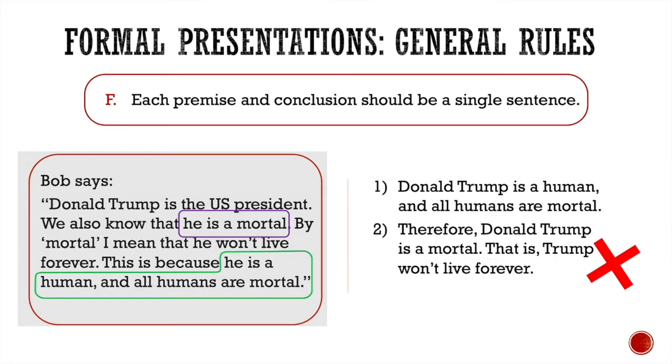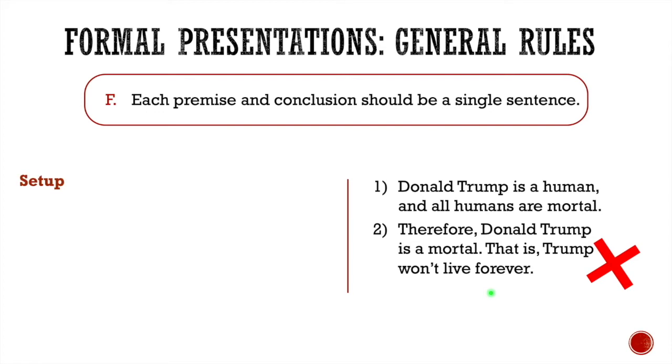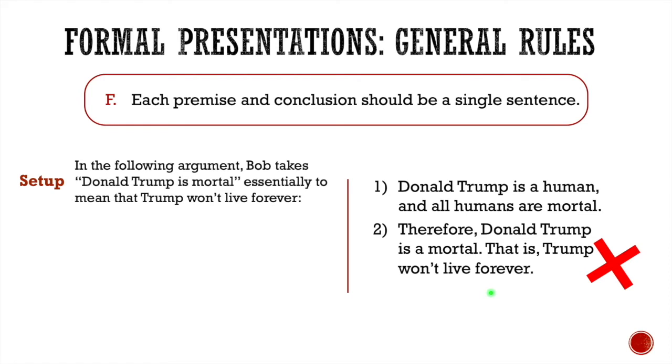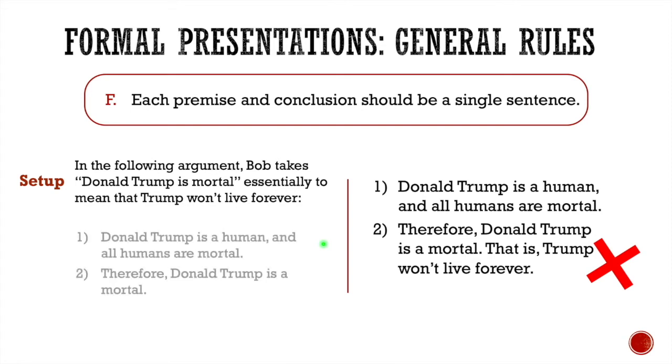So a better thing to do is to include a setup before the argument. So in this case, you could have said something like this. In the following argument, Bob takes Donald Trump is mortal, essentially to mean that Trump won't live forever. So you're explaining things beforehand, what you're going to mean in the premises and conclusion beforehand, and then you present the argument. So here's the argument without this extra sentence over here. Of course, there's different ways to word this sort of setup. This is one example of how you might do it.